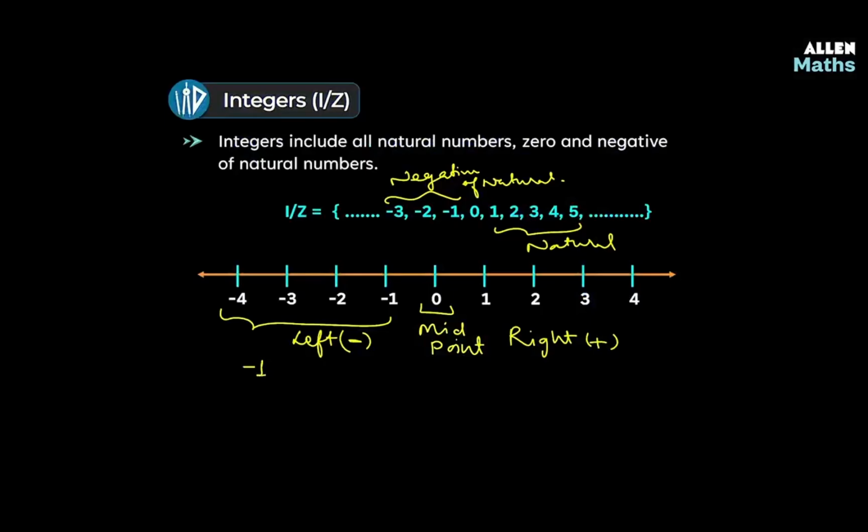Now here we have some facts about the integers. So, -1 is the biggest negative number or negative integer. Similarly, +1 is the smallest positive integer.